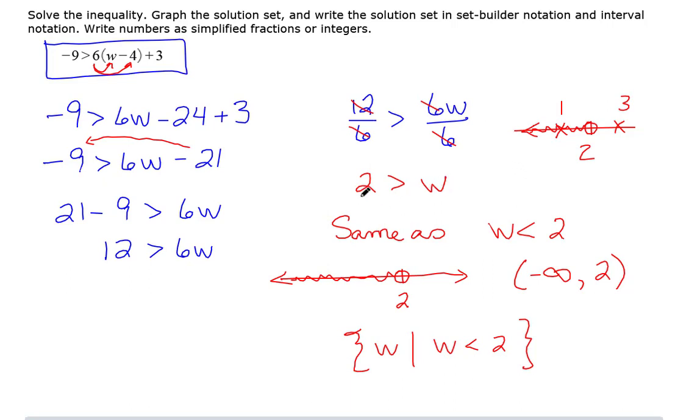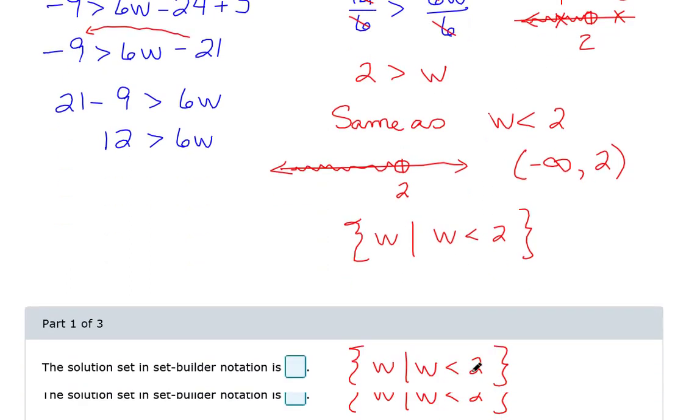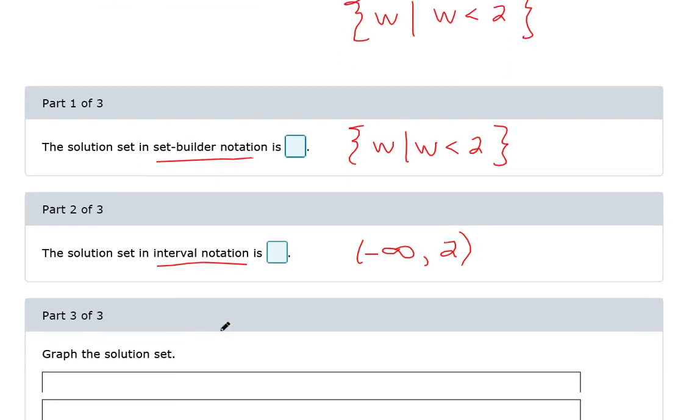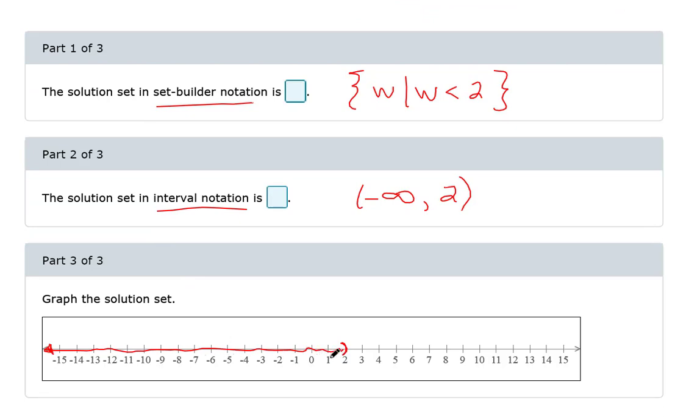You can also just flip it around and write it in a different order. That's okay. 2 is pointing at the W. 2 is still pointing at the W. And so there's our picture. Set builder notation is all the W's such that W is less than 2. So set builder, interval notation, and then graph it.